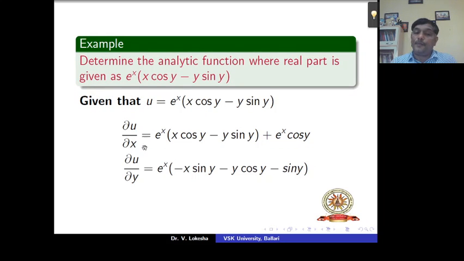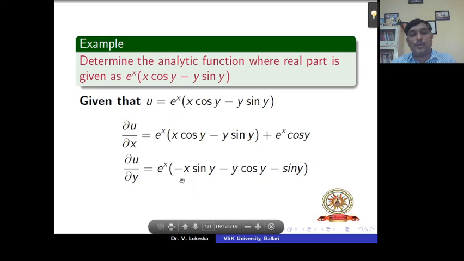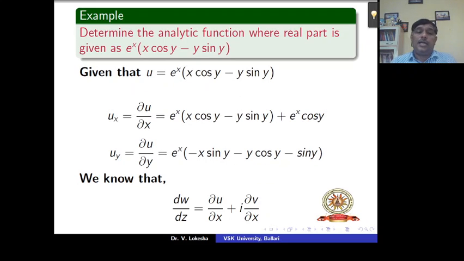Similarly, we will partially differentiate with respect to y, that is ∂u/∂y equals e^x times, a product of two functions; you can simplify, then you get minus x sin y minus y cos y minus sin y. Then using the fundamental derivative rule of calculus, dw/dz is equal to ∂u/∂x plus i times ∂v/∂x.